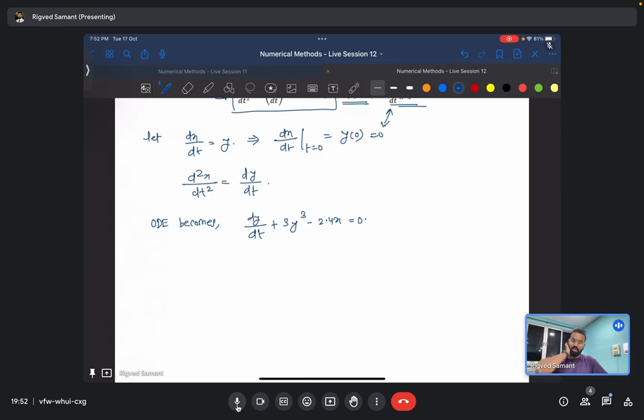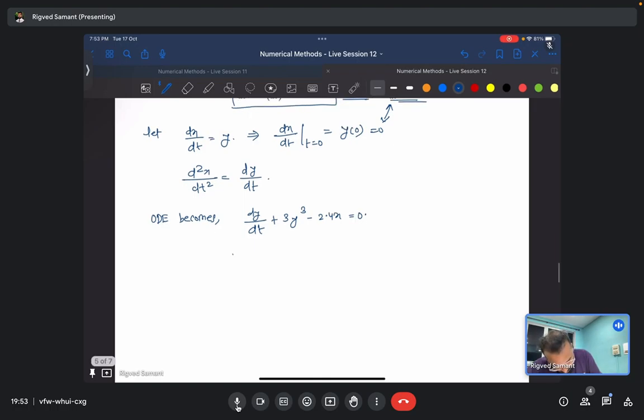So now it is an ordinary differential equation of the first order, but it is still not capturing the relationship of the dummy variable with the actual variable, right? So we have to consider a system of equations. First we will write it in terms of dy by dt is equal to 2.4x minus 3y cube. So this is one of the equations, and then the other equation is dx by dt is equal to y.